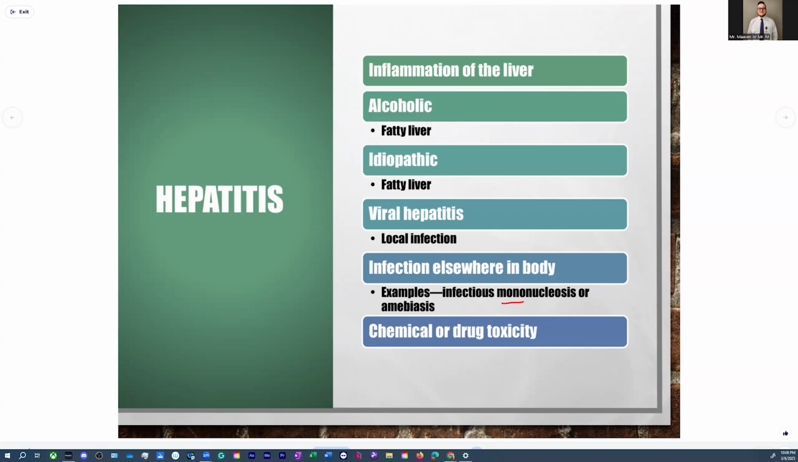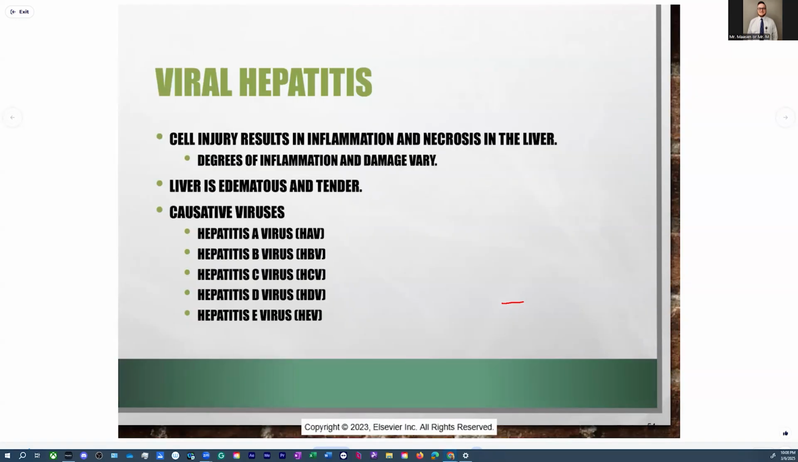So let's talk about the viral hepatitis. Hepatitis again is a condition that just says inflammation or infection of the liver. Viral hepatitis is a series of different viruses that cause inflammation and death of liver cells, and it just varies in degree. So again, there's five technically. There's A, B, C, D, and E.